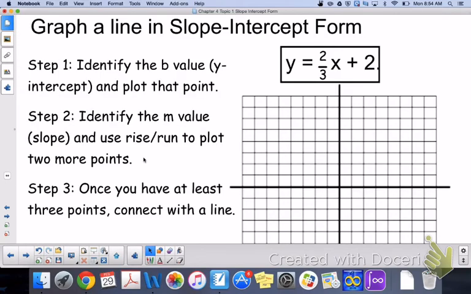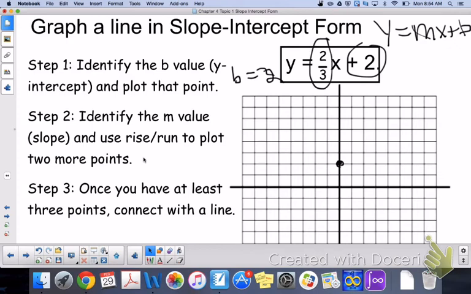And finally, we're graphing a line in slope-intercept form. So identify the b value, the y-intercept. So always remember y equals mx plus b. So your b value is +2. So the y-intercept is 2. So we plot that. 1, 2, that's right there. Identify the slope value and use rise over run to plot 2 more points.